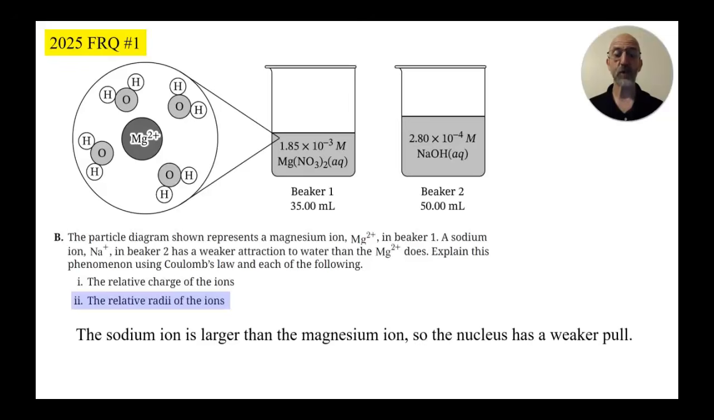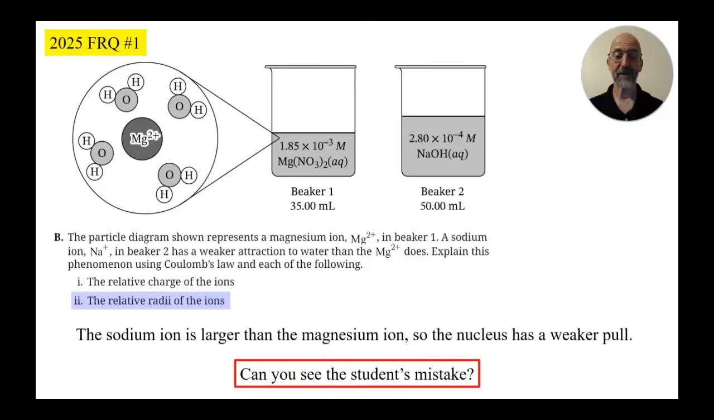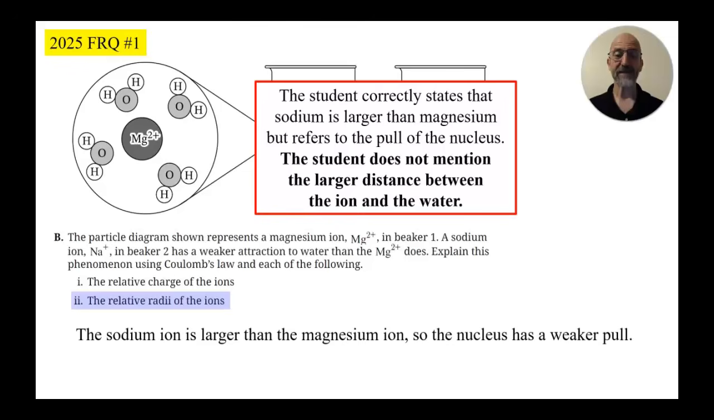But they say, so the nucleus has a weaker pull. Now what they're actually talking about is the attraction of the nucleus to the valence electrons. But the particles that we should be considering are not electrons and the nucleus, but rather the ion and a nearby water molecule. So the mistake here is that the student correctly states that sodium is larger than magnesium, but refers to the pull of the nucleus.